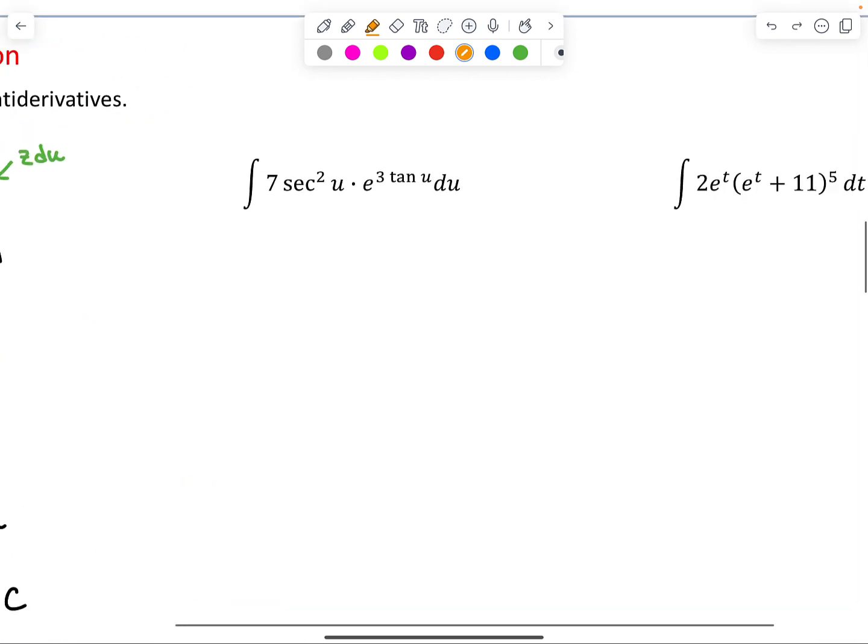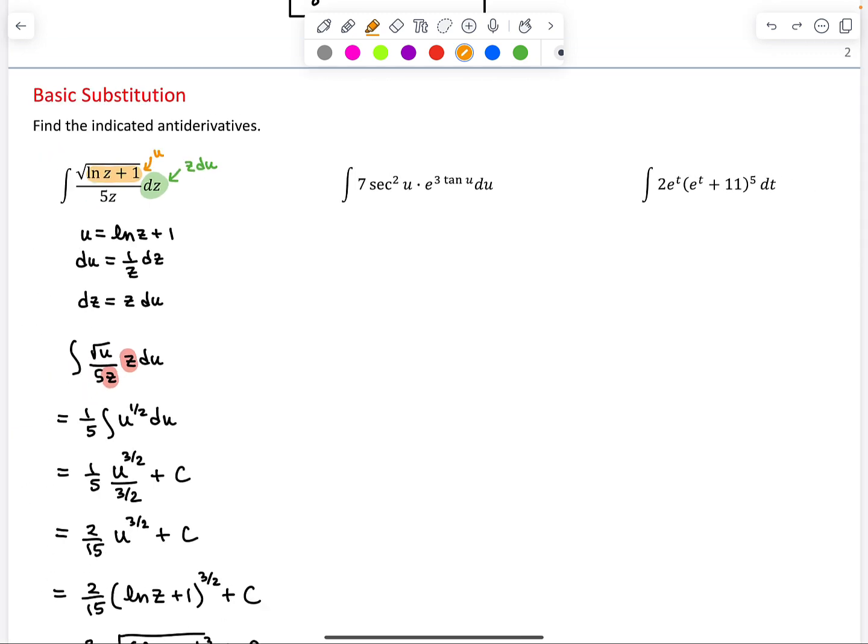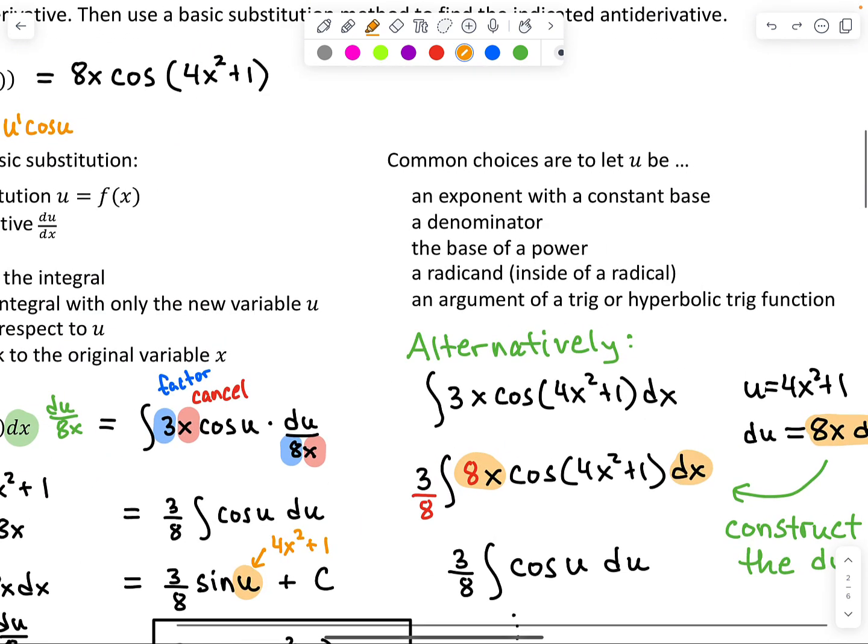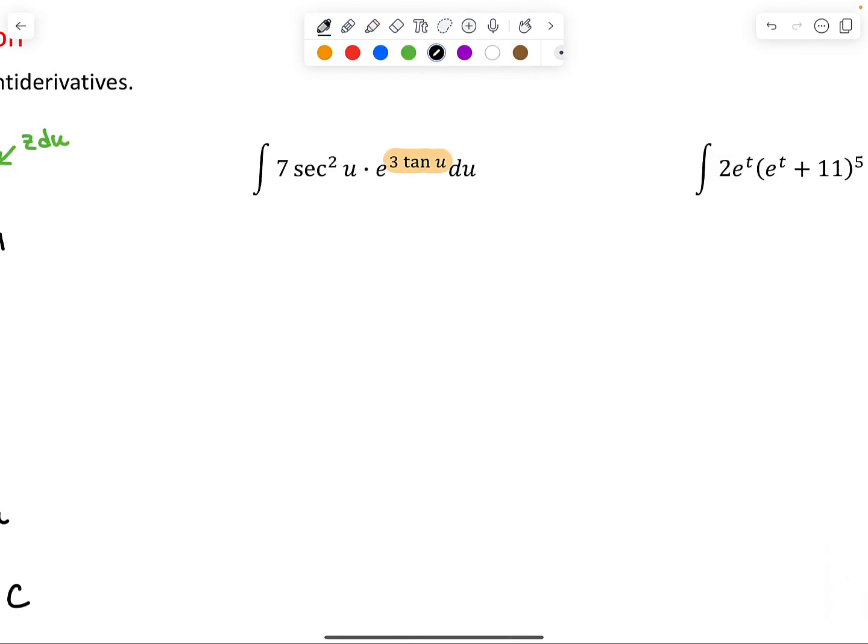Next case. We have a rather complicated looking expression here, and also notice that u is already the independent variable. So when I do a substitution, I don't want to use u again, I just need to use a different letter instead of u. I'll go with w. Now some options on a substitution, looking back at our list of common choices, because we have e raised to the something, I think I might let my new variable be the exponent on this e. So this 3 tangent u, I'm going to call a new letter, and we'll use w. So w will be equal to 3 tangent of u.